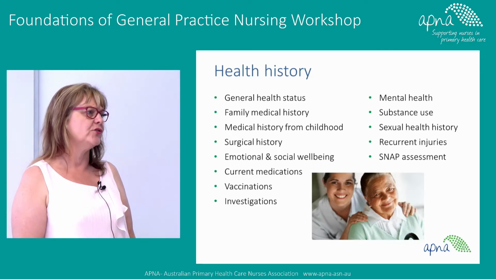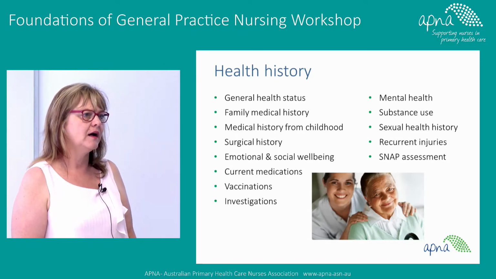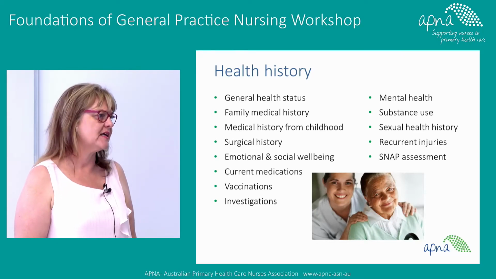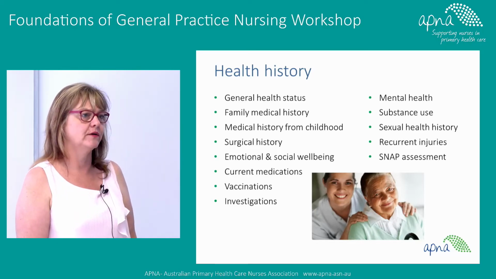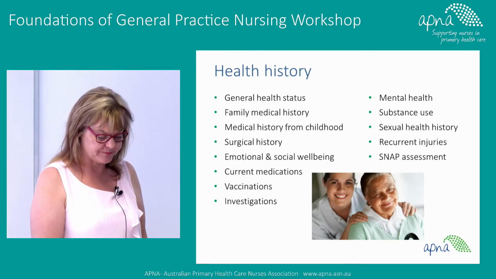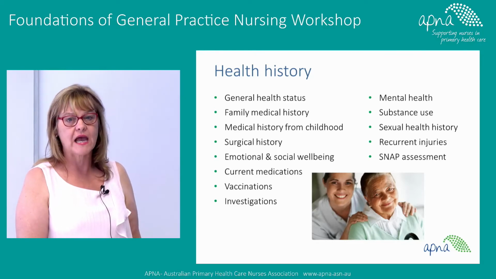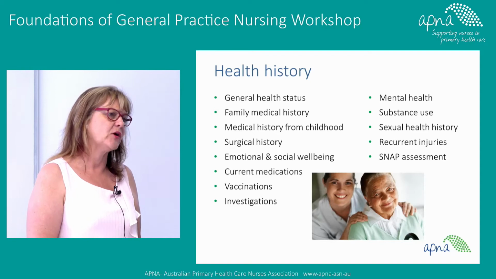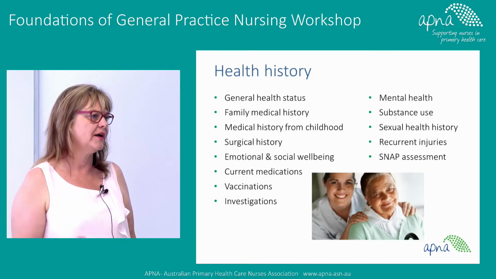Don't forget to include your social history. Social history has a big impact on chronic disease. It has a big impact on health. So don't forget to include your social history. Recurrent injuries is another thing that people can miss, but could be an indicator that something's not right.